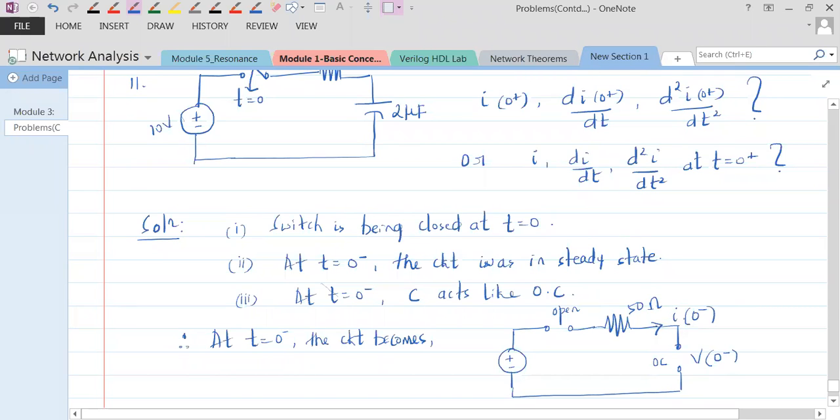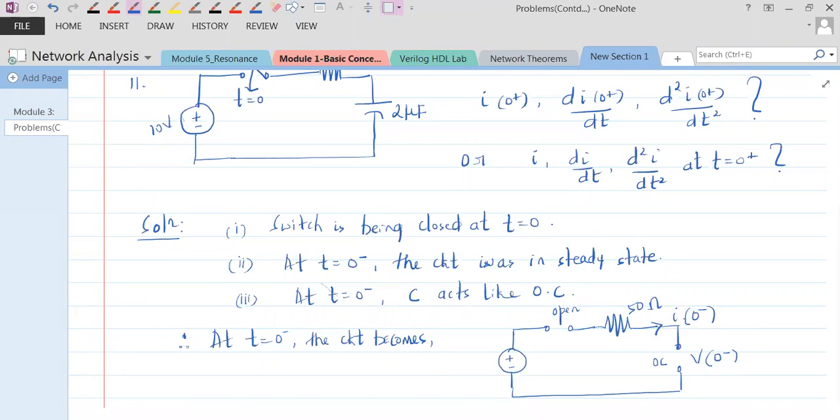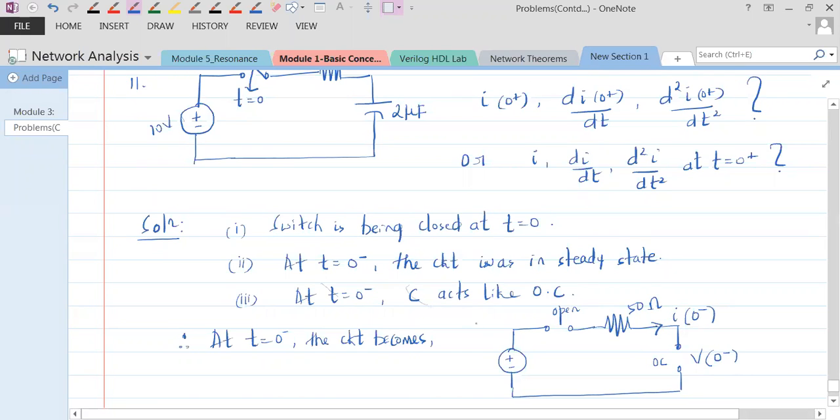So do you think I of 0 minus flows there? This is 10 volts. Is I of 0 minus flowing? No, see, there is no connection with the source at t equal to 0 minus. That means I of 0 minus is not flowing. And similarly, there is no connection at all with the voltage source. This voltage will not come across this. Sometimes, if the switch is closed, the current will not flow, but voltage drop would be there. Getting the scenario?